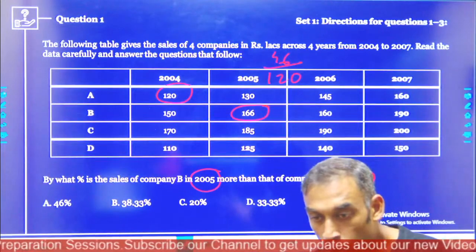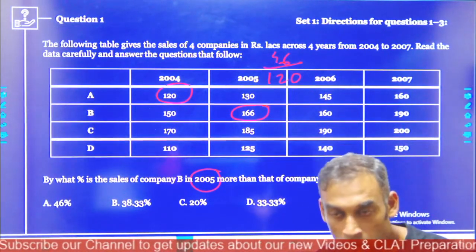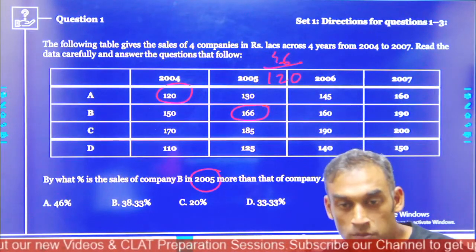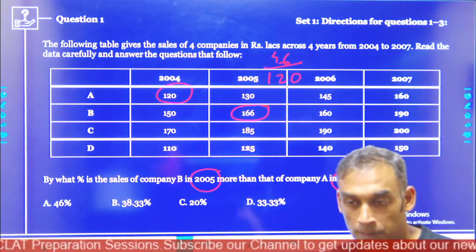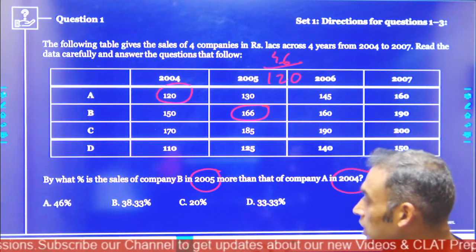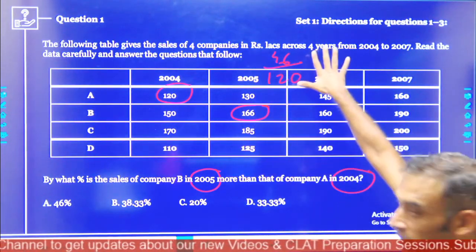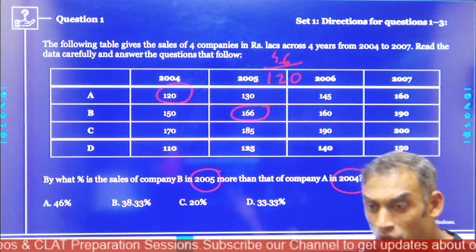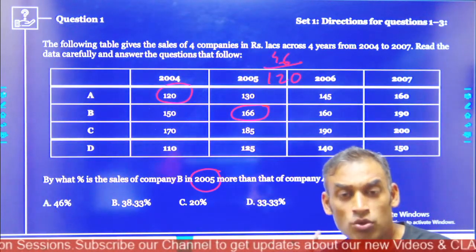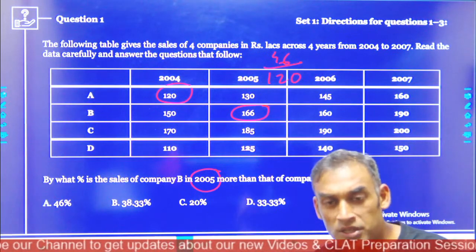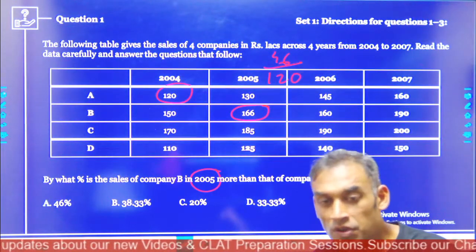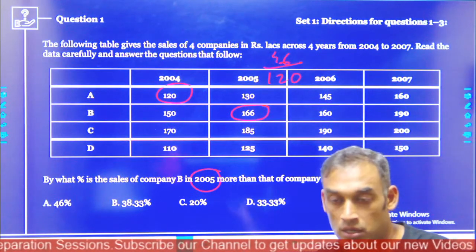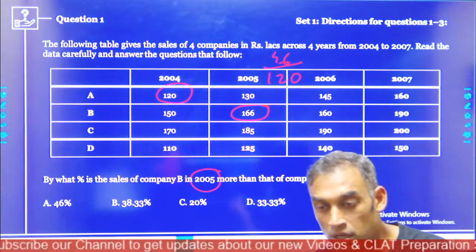Now we don't have to use a pen or anything. We just have to calculate in the mind and get the answer. So it is basically 46 upon 120, right? Now, just by looking at the options, instead of calculating, how can you tell the answer here? What we use here is something known as the percentage method. Now, what is the percentage method? We find out what percentage of the denominator is the numerator.